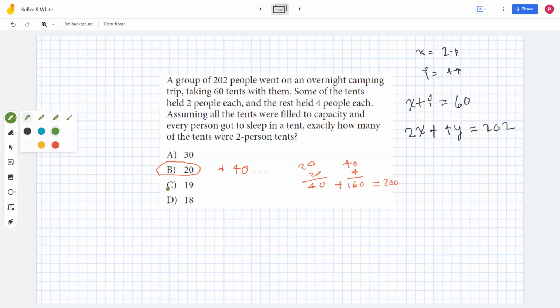But you know what? We'll still check. Let's check 19. If there are 19 of these, there'd have to be 41 of the bigger tents. And then I'll do 19 times 2 is 38. And I'll do 41 times 4 is 164. And like a miracle, when I add those numbers together, it gets 202. And I think I'm going to put C, and I'm done. And I did not bother doing algebra.